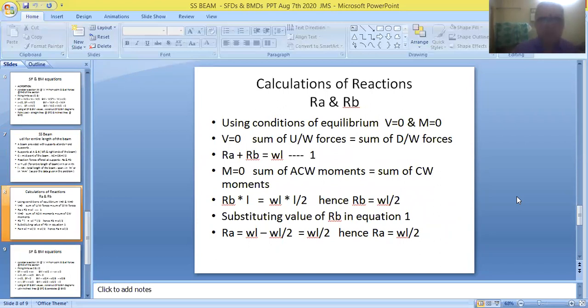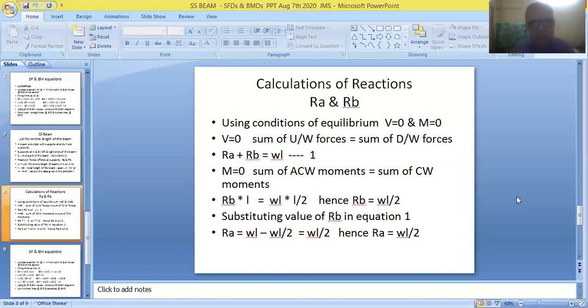So now again we have to measure the values of RA and RB. Again, we have to take these two conditions. RA and RB will be acting in upward direction. UDL will be acting in downward direction. So for 1 meter, the magnitude of UDL is small w. UDLs are represented by small w. Therefore, for L meters, it will be equivalent to WL. So friends, RA plus RB is written as WL.